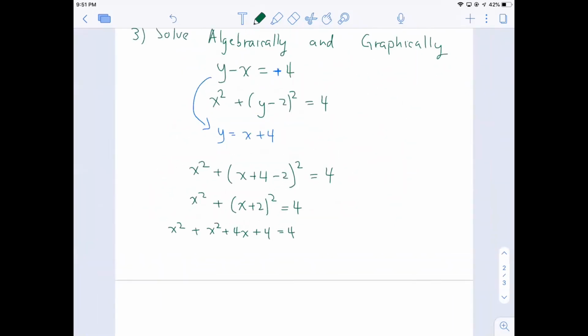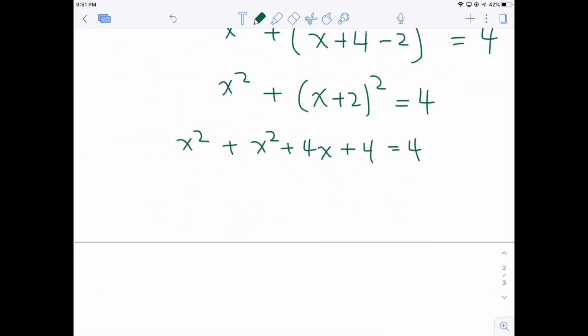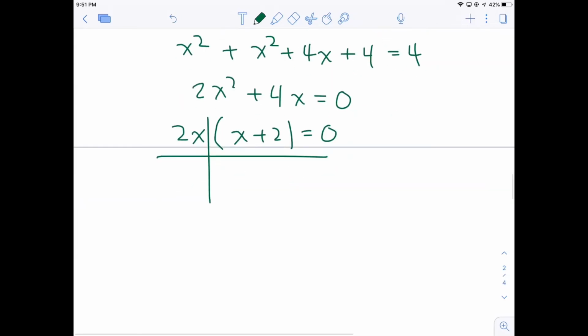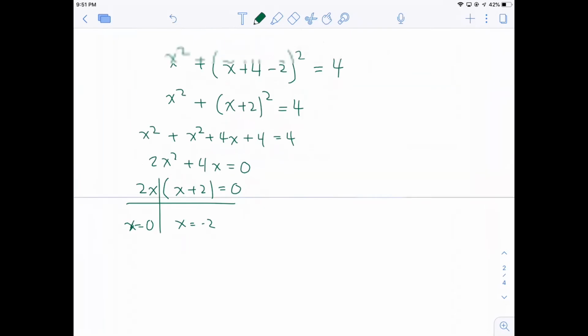All right, we get 2x squared plus 4x equals 0. Again, we're going to solve this one by factoring out the GCF of 2x. Factoring out the GCF, we get 2x times (x plus 2) equals 0. Our two solutions are going to be x equals 0 and x equals -2.